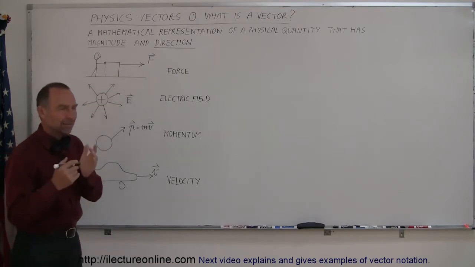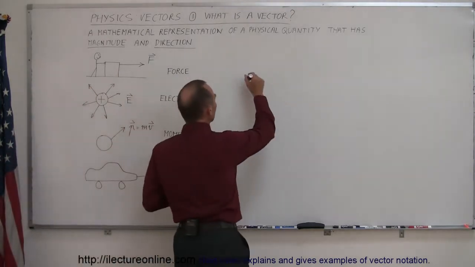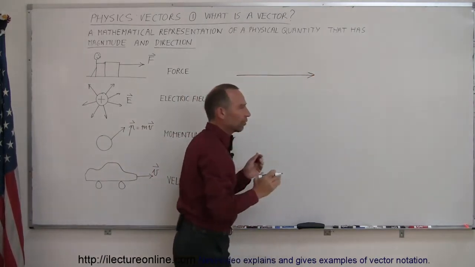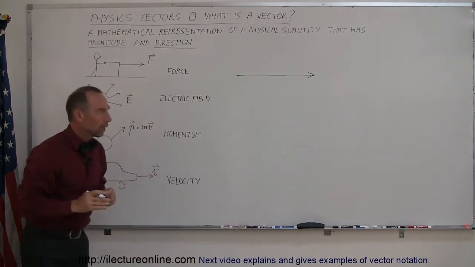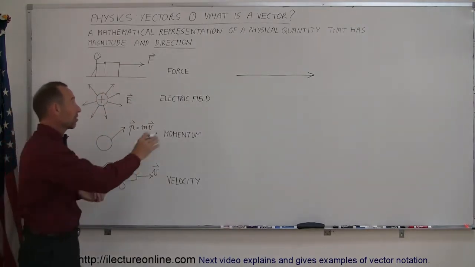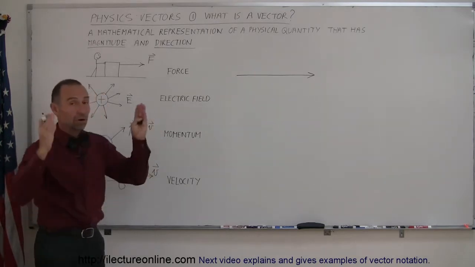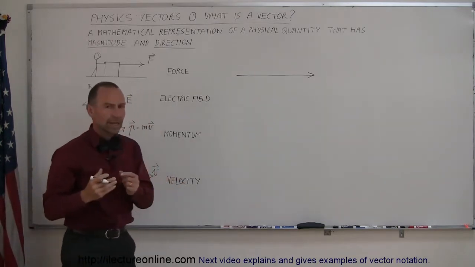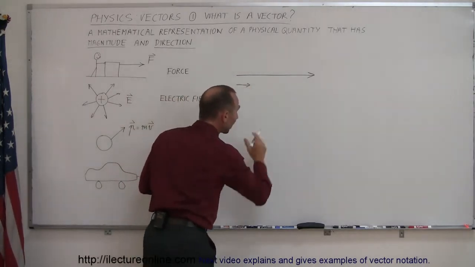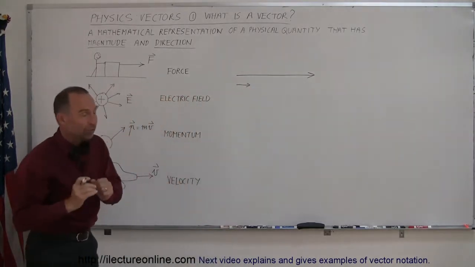And in this case, let me explain a little bit more here, when we draw an arrow to represent a vector, the length of the arrow represents the magnitude of that vector, the magnitude of that quantity. For example, when we talk about a force, if I draw a long vector, I talk about a large force. If I draw a small vector in the same direction, I talk about a small force.